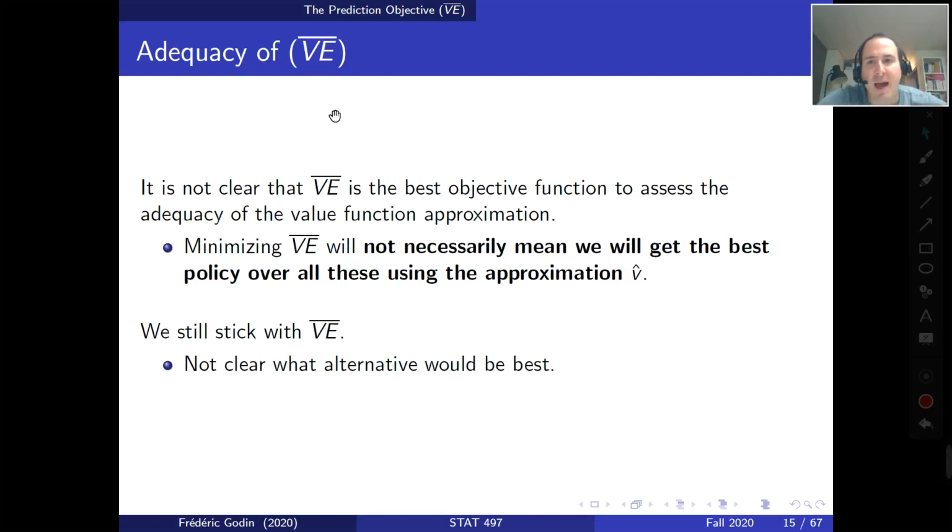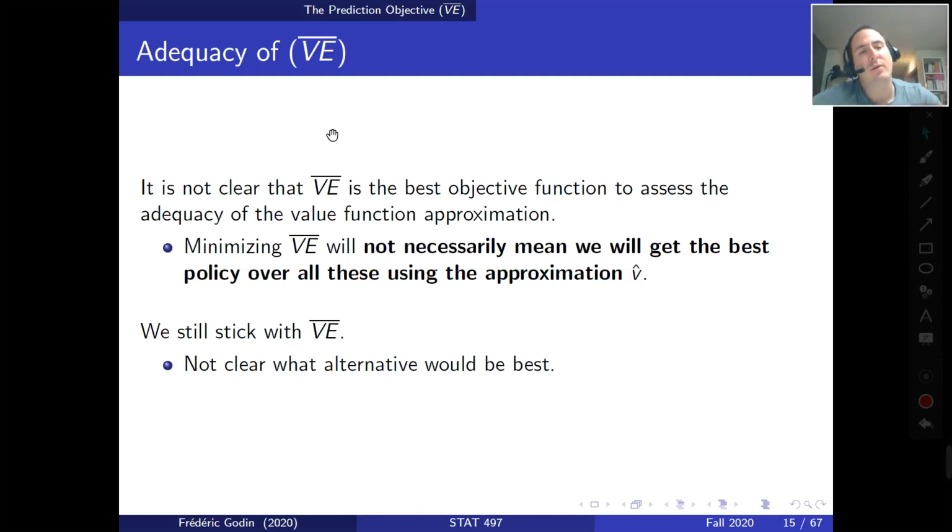For example, there's no guarantee that the set of weights minimizing this objective function would lead to a policy. Sorry, give me one second. Here we're working with a fixed policy, so this argument might not apply in the current chapter, but in subsequent chapters we do apply control where we refine the policy.